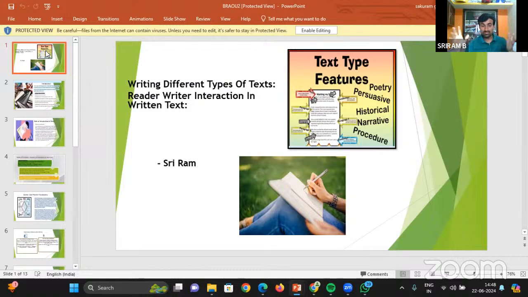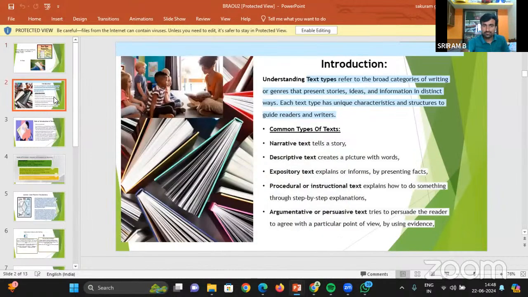Quickly, we'll finish it up because we are running out of time. Only 10 minutes we have. So quickly, you read the slides, then we'll wind up this class for today.